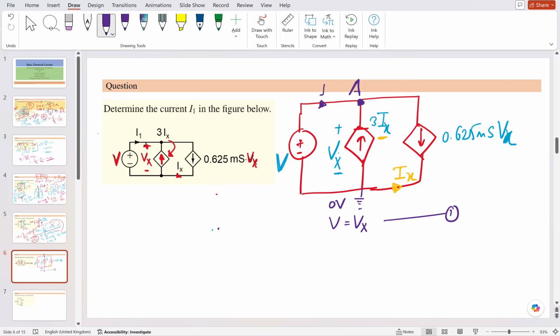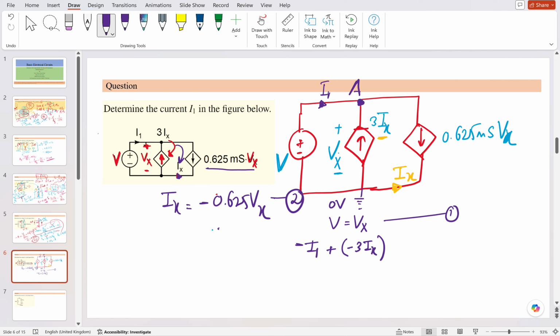Let's solve through KCL. Here the current I1 is coming into the system, and the current coming here is also coming into the network, so that will be minus 3Ix. When you see the two currents given, Ix is given here and another current is also given. In a branch the current is a single constant value, it should not be variable. So it means Ix is equal to minus 0.625 Vx. This will be the second equation, because it's in the branch only.